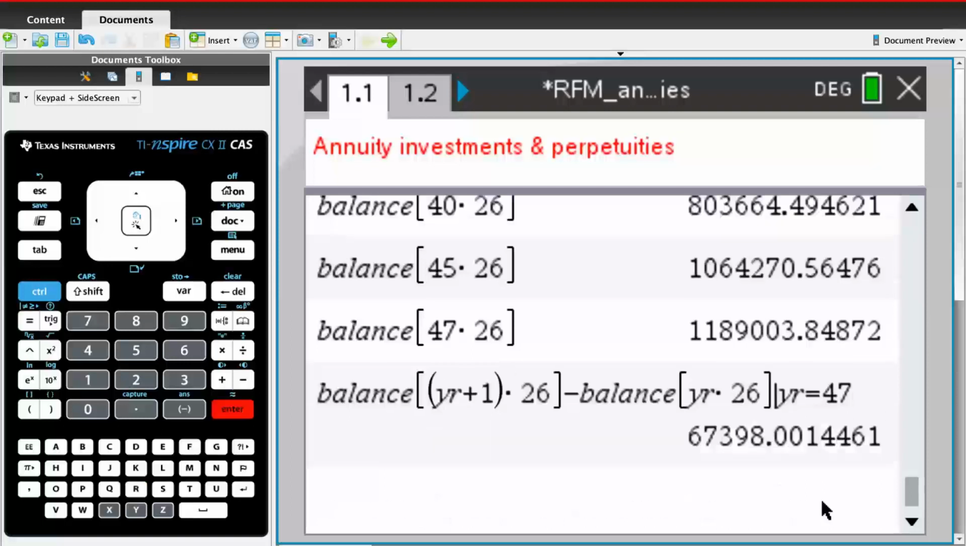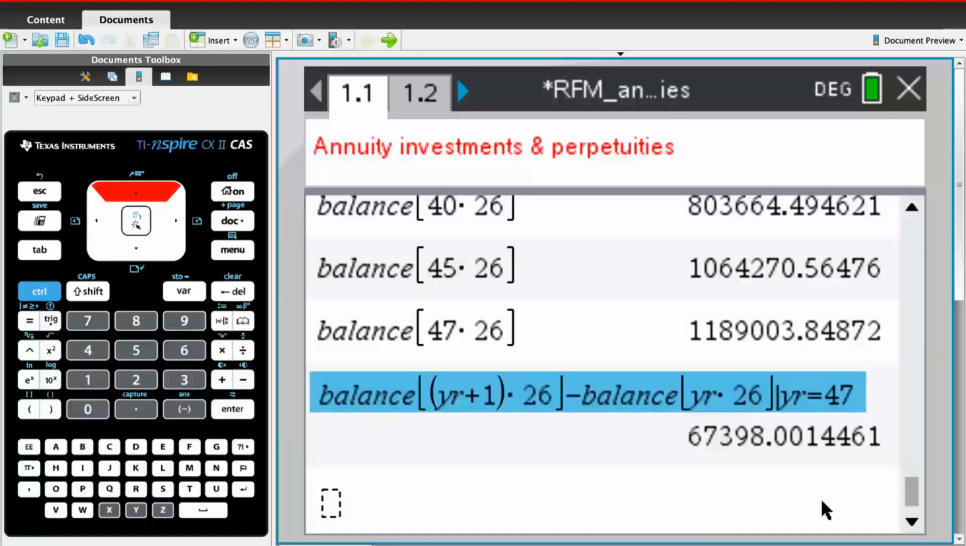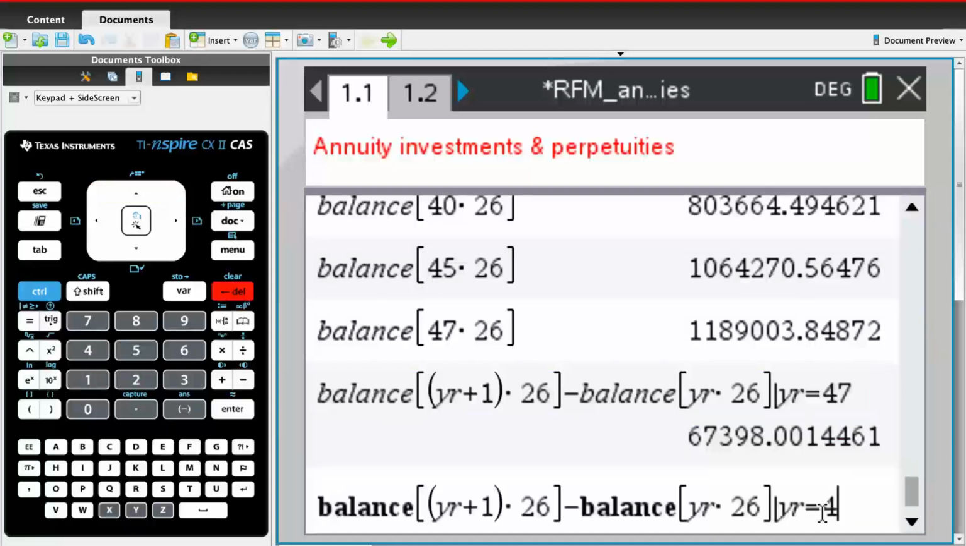So let's just slow down a little bit. That looks complicated, but what you're saying is that from his 47th year, from when he's 67 to when he's 68, the balance has increased by 67,398 in that year. And so we can do a similar thing to see what happens the next year just by changing 47 to 48.